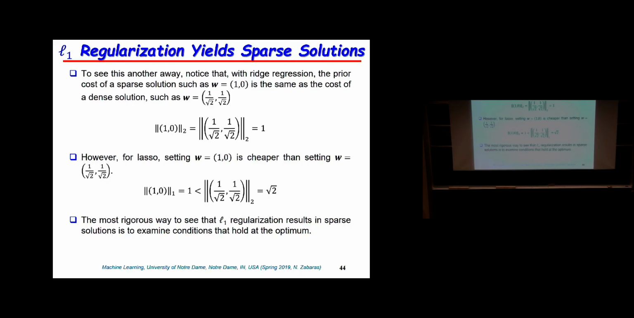If you take the L2 norm, they are the same, no difference. But if you take the L1 norm, you can see that this vector has less L1 norm than this vector. Remember that the L1 norm is the sum of the absolute values, so it's 1 here, and here it's 1/√2 plus 1/√2, which is √2. So this is desirable. This will be selected by the Lasso algorithm, but in L2, it doesn't make any difference.